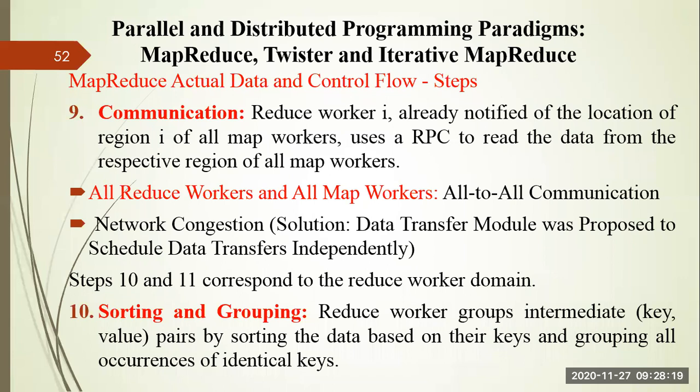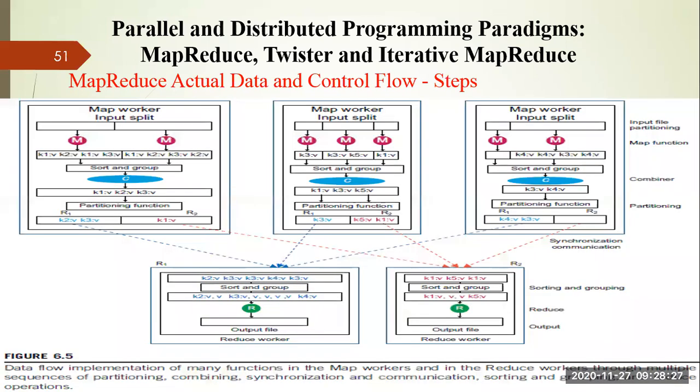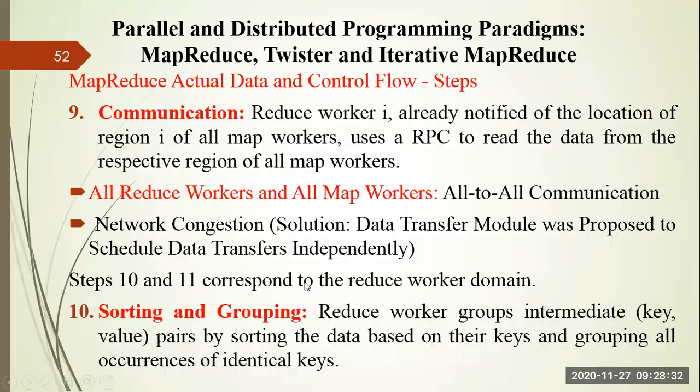Now we'll see another two steps, step 10 and step 11, which correspond to our reduce worker domain. So the reduce worker is applying sorting and grouping. Here you can see the sorting and grouping. What I can say here is that the reduce worker groups the intermediate key-value pairs, whatever intermediate key-values were given by the various mapper or map function or map worker, by sorting the data based upon their keys and grouping all occurrences of the identical key. That is the responsibility of sorting and grouping.